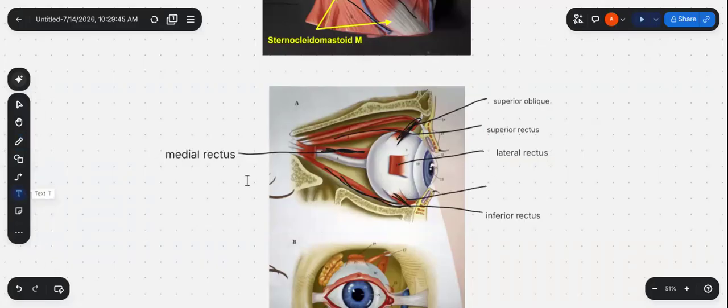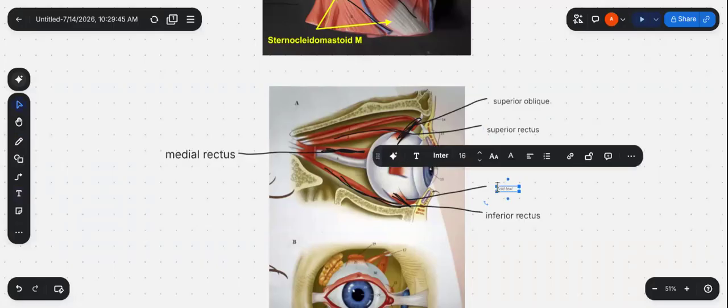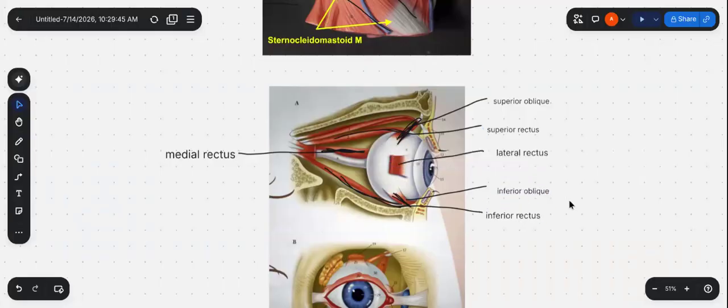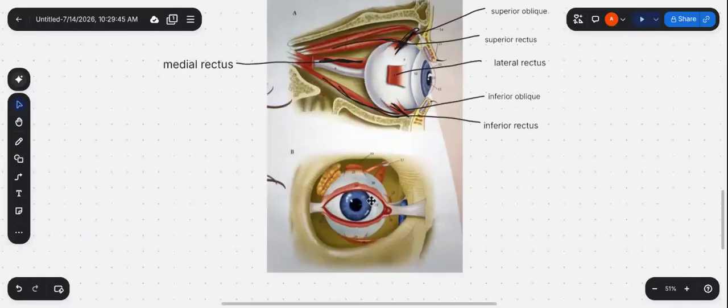The reason why the obliques are positioned at an angle is because they help to turn the eye medially or laterally. So basically, when you're looking to the right or the left, or aka looking towards your nose bridge or away from your nose bridge, the superior and inferior obliques are the ones that are in charge of that.